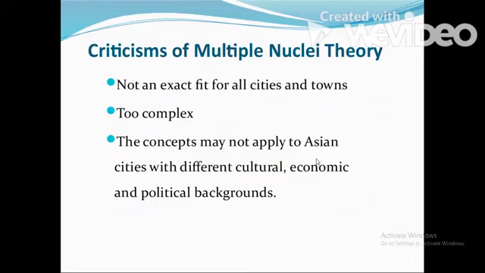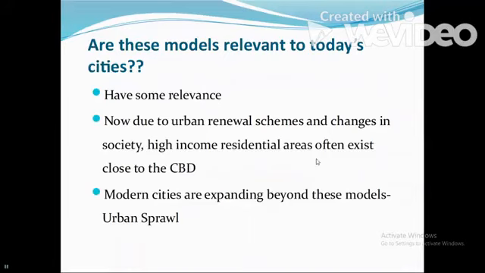Again, we can't say that this is a perfect example for all the cities. It is also very complex. You saw that various kinds of jigsaw fits kind of a thing. Here and there, some OBD here, some districts here, some residences here, some residences in some other places. And again, this may not be applicable to the Asian cities, because they are too complex with various kinds of cultural, economic, and political backgrounds. Because in Asian cities, religion and caste also play a very important role.